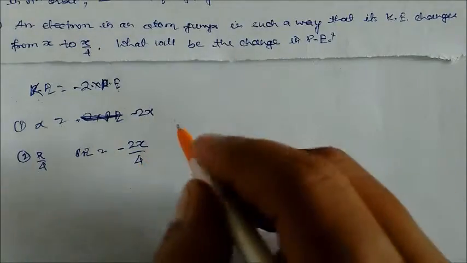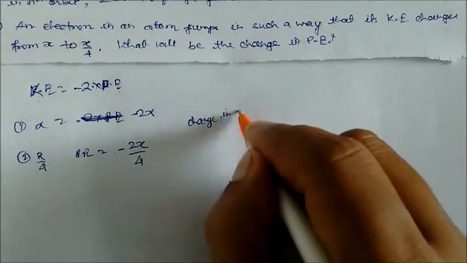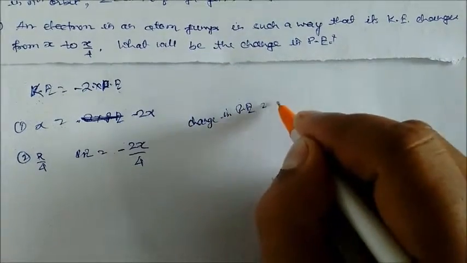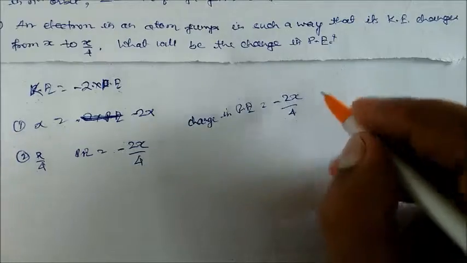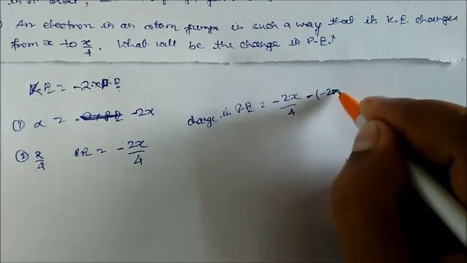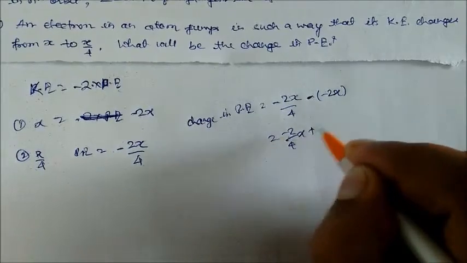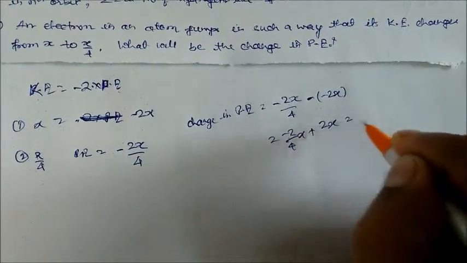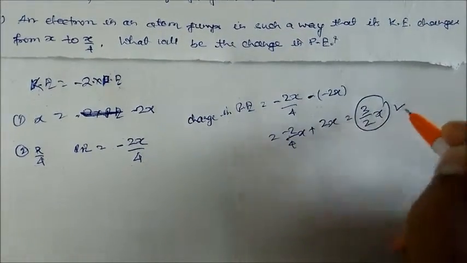Now they are asking the change in potential energy. So the change in potential energy will be minus 2x by 4 minus of minus 2x. So this will be total minus 2 by 4 x plus 2x. So this will be total equal to 3 by 2 into x. So this is our answer.